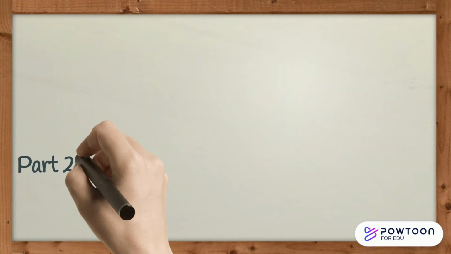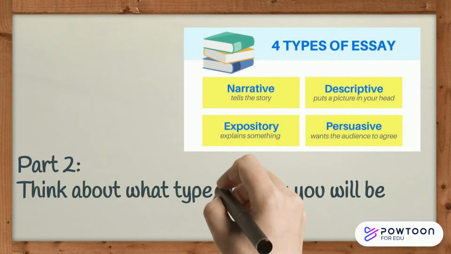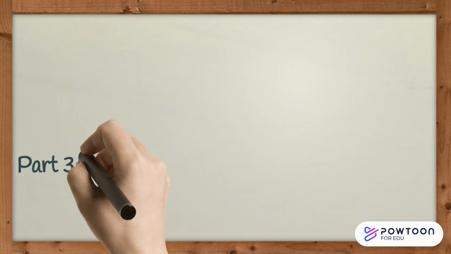Part 2 is deciding what type of essay you will write according to the question. The question will indirectly tell you what type of essay it is, whether it is a narrative, descriptive, expository, or persuasive.